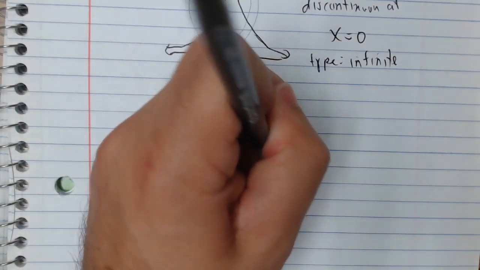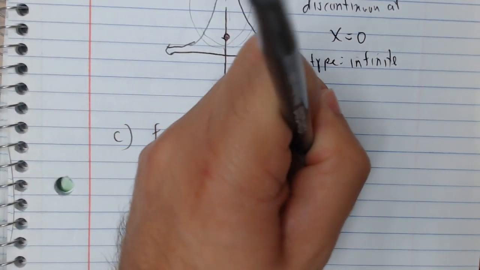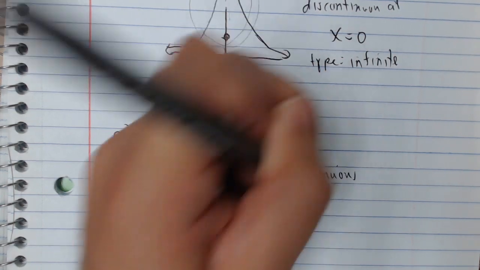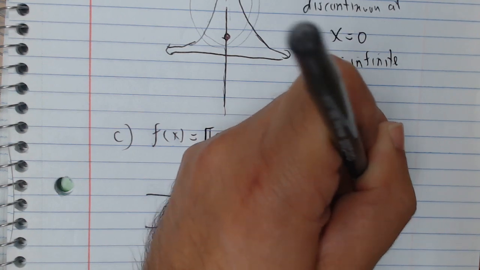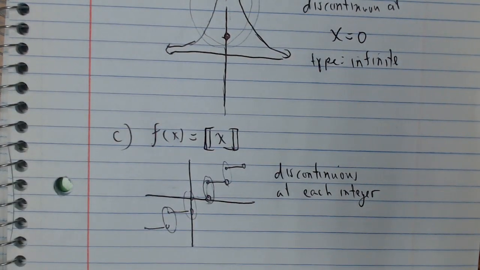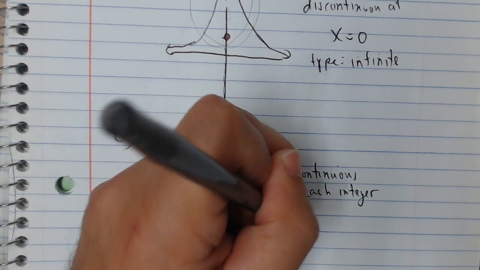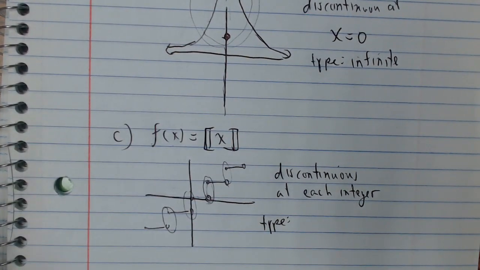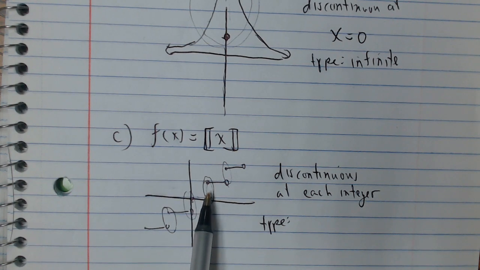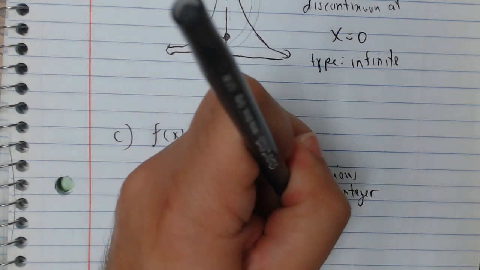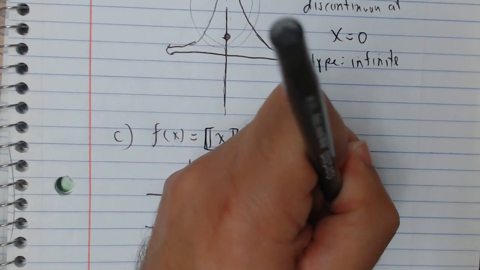So we could say this is discontinuous at each integer. And the type of this is called a jump discontinuity. Obviously, we could see why it's called jump, because from here all of a sudden it just jumps up, right? It leaves kind of like this gap here, and then it jumps up here. So these are all jump discontinuities.